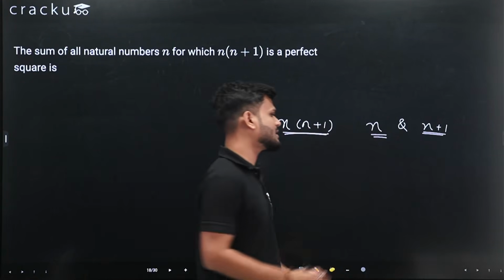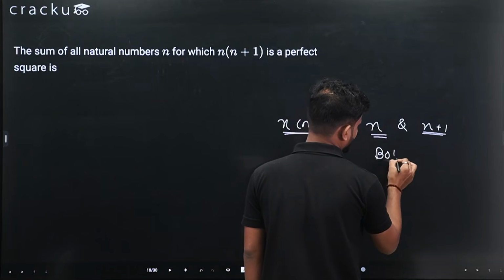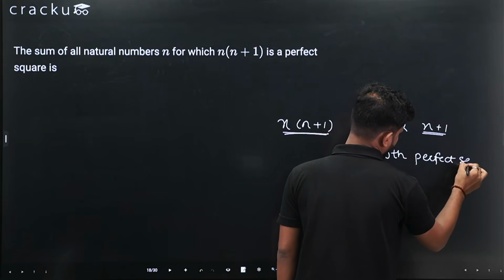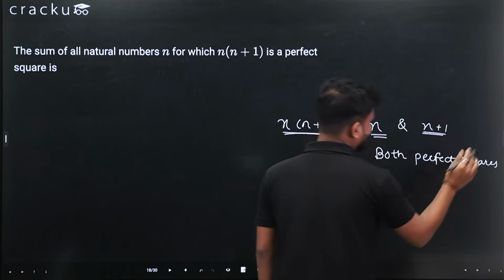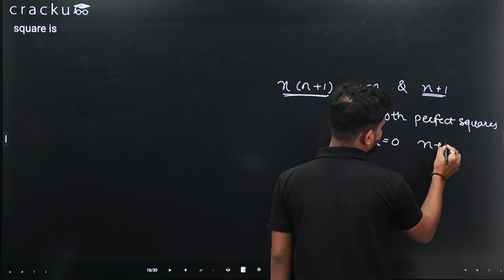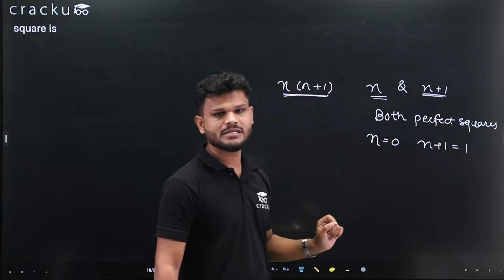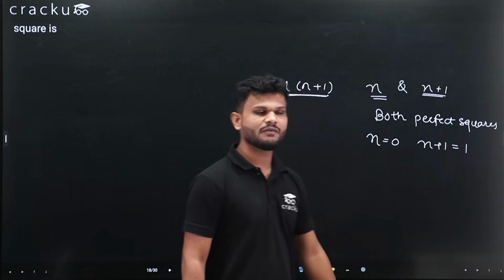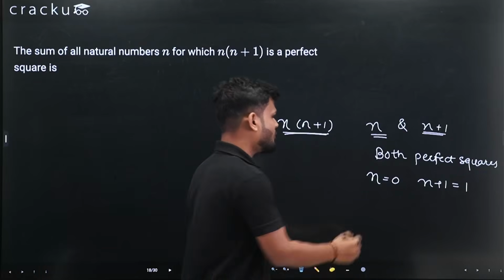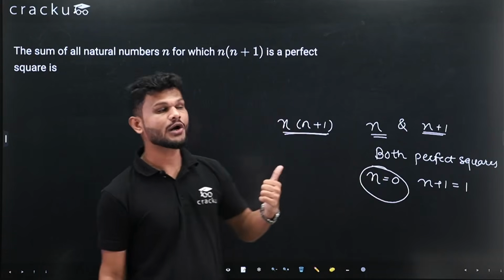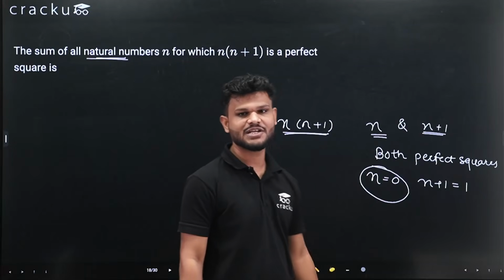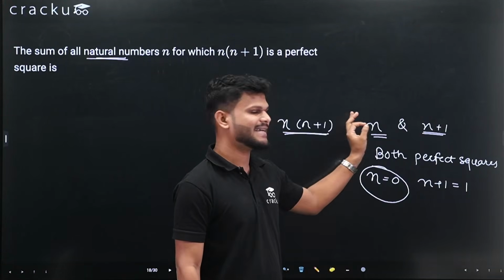So n and n plus 1 both should be perfect squares. When does this happen? This happens only when n is equal to 0 and n plus 1 is equal to 1, as 0 is also a perfect square and 1 is also a perfect square. So 0 into 1 will be 0 and it will be a perfect square. But once you put n is equal to 0, you contradict the question that we have to find a natural number. 0 is not a natural number. So the only values that satisfy are 0 and 1.